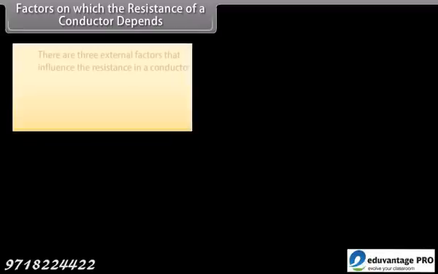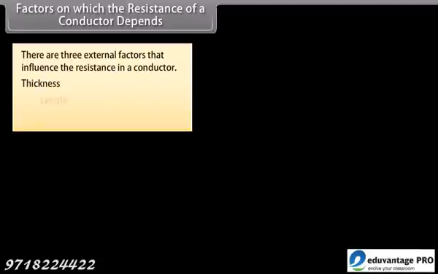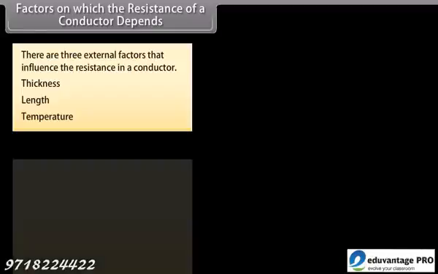Factors on which the resistance of a conductor depends. There are 3 external factors that influence the resistance in a conductor. They are thickness, length, temperature. There is a 4th factor that influences the resistance, and that is the conductivity of the material. This, however, is considered an internal factor rather than an external one.